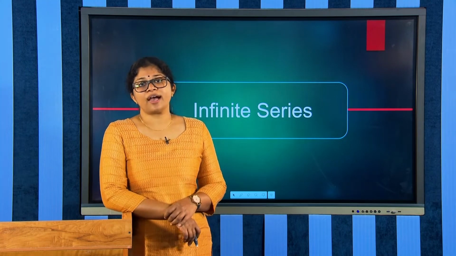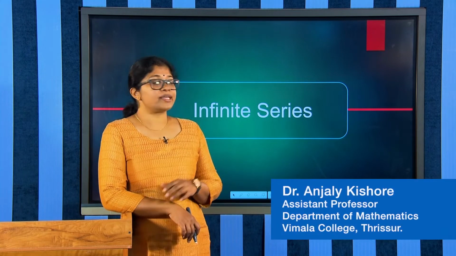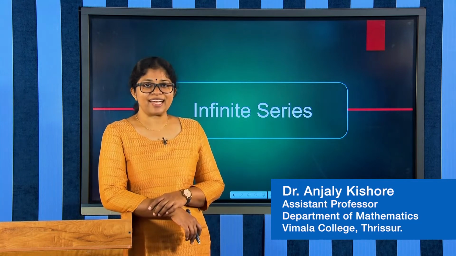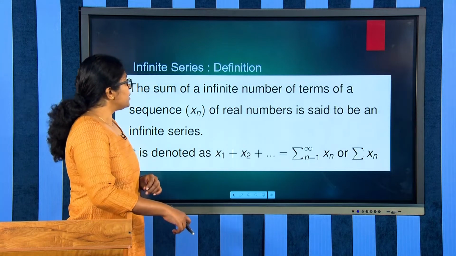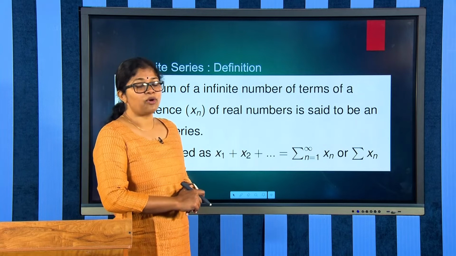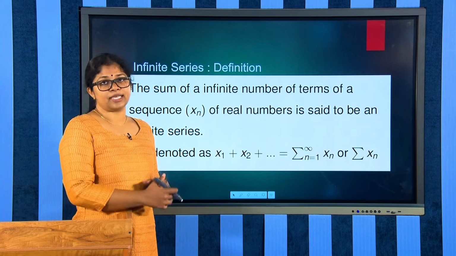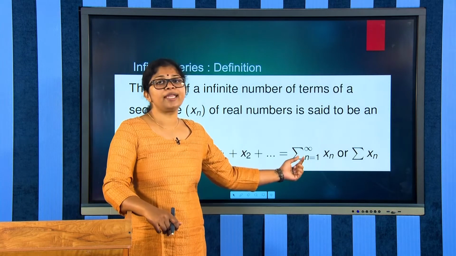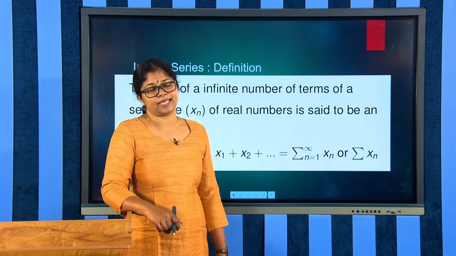Having studied what are finite series and sequences, we can see what is an infinite series in this session. So, welcome to the class on infinite series. The sum of an infinite number of terms of a sequence xn of real numbers is said to be an infinite series, and it is denoted by summation n equal to 1 to infinity xn, or simply summation xn.